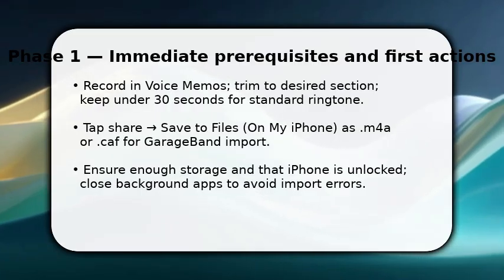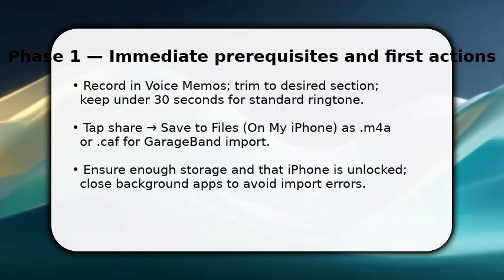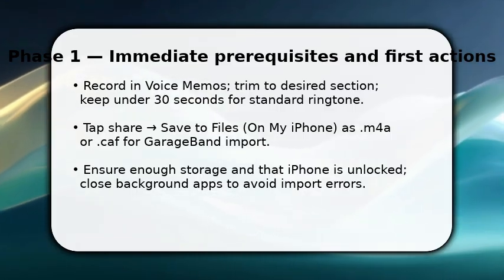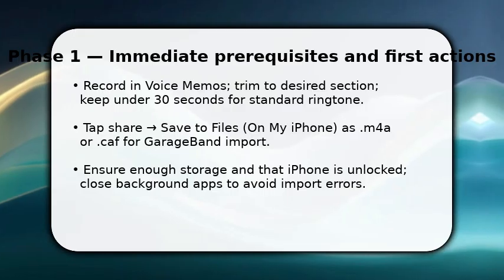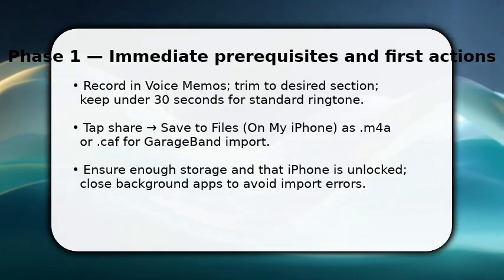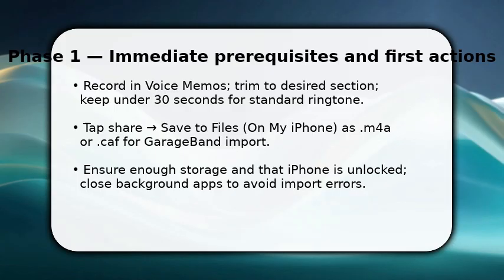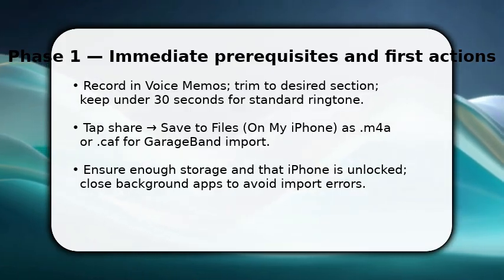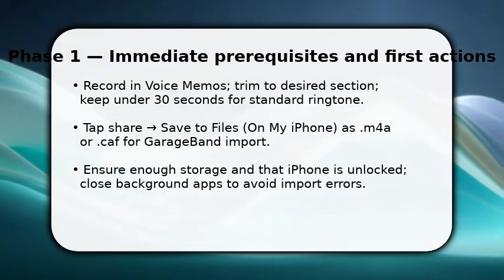You start inside Voice Memos, record and trim the clip you want, because ringtones should be concise. Make the hook clear. Once done, tap the share icon and choose Save to Files, pick On My iPhone and a simple file name. Make sure the file is M4A or CAF so GarageBand accepts it.